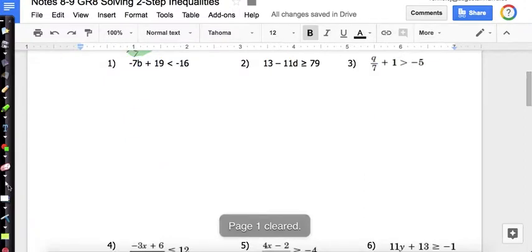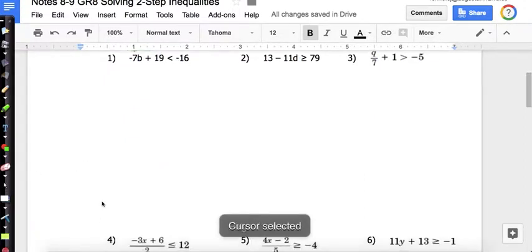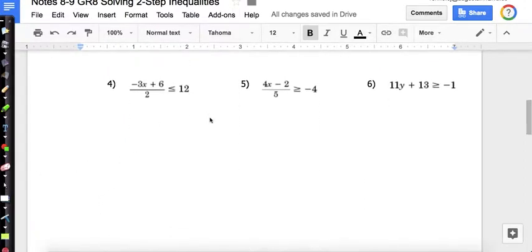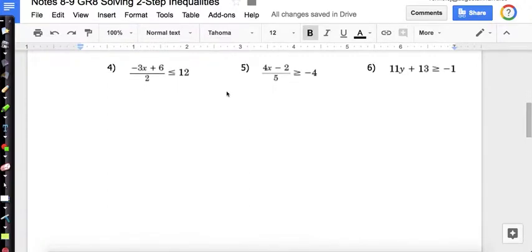Okay, let's skip down to 4, 5, and 6. Now, 4 and 5 are the special cases, and remember we have to get rid of that denominator first, so I like to circle the top. And we want to get rid of the 2, so we want to do the opposite of division, which is multiplication. Okay, the 2's are going to cancel, and negative 3x plus 6 is less than or equal to 24, because 12 times 2.